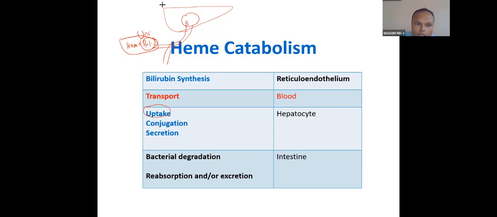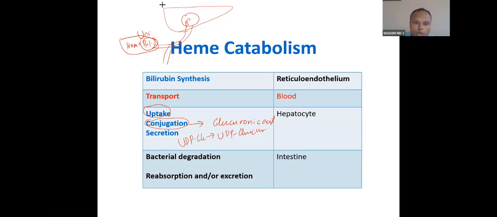And then what does it do? It conjugates this bilirubin, and conjugation makes it more soluble. The molecule utilized in conjugation, as we have already studied, is glucuronic acid. This glucuronic acid is synthesized from UDP glucose. UDP glucose converts into UDP glucuronic acid.